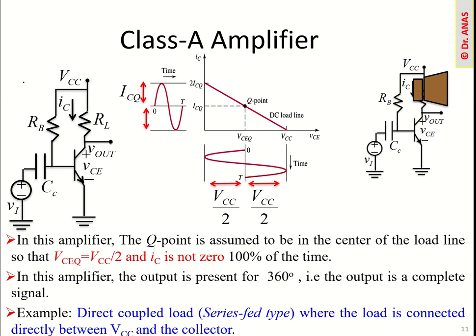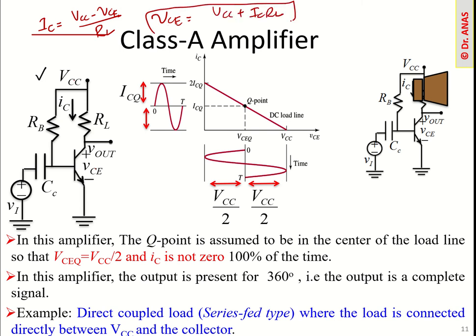So this is a typical BJT class A amplifier. If you remember, IC will be (VCC minus VCE) divided by RL. Or if I want to write VCE, the collector emitter voltage, it will be VCC minus IC times RL. These are some basic formulas here.